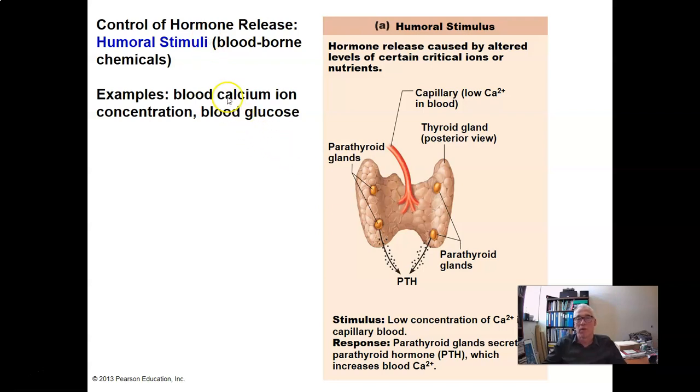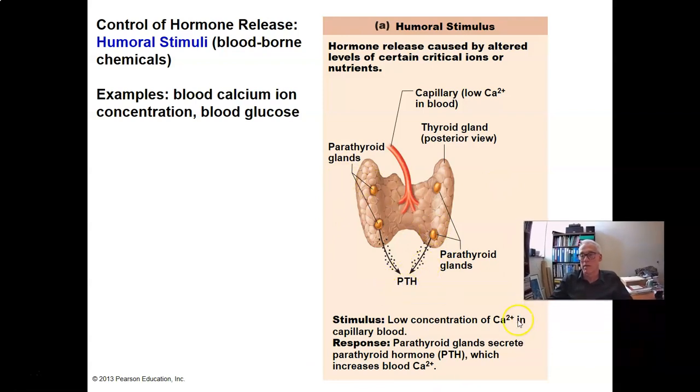For example, blood calcium concentrations. We've seen in the past how important calcium is for signaling, and so its concentration in the blood is very tightly regulated. The parathyroid gland regulates calcium concentration. If calcium concentration goes down, this gland releases parathyroid hormone, which will bring calcium levels back up so that the blood level remains constant. Parathyroid hormone, it's called.